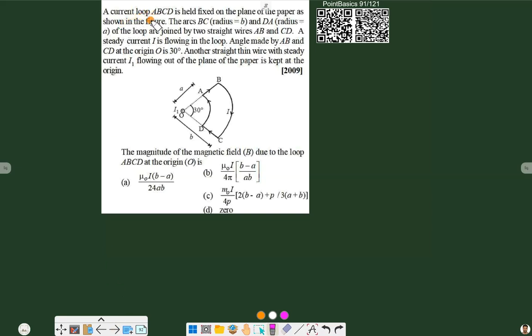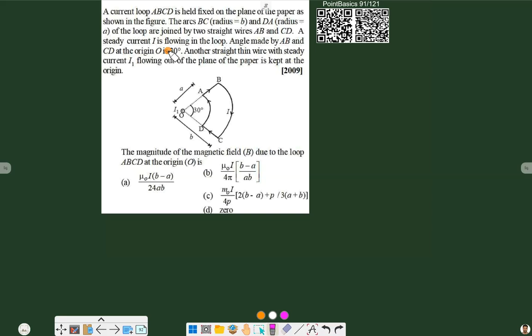A current loop ABCD is held fixed on the plane of the paper as shown in the figure. The arc BC of radius b and arc DA of radius a of the loop are joined together by two straight wires AB and CD. A steady current I is flowing in the loop. The angle made by AB and CD at the origin is 30 degree.